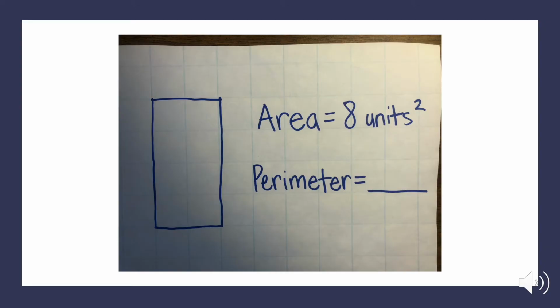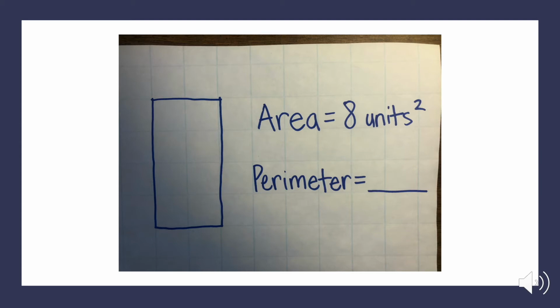All right, for this rectangle, I did not label the sides. I did not label the length. I did not label the width. I want you to look at the squares, look at the answer for the area, and try to figure it out. Remember, area equals length times width.